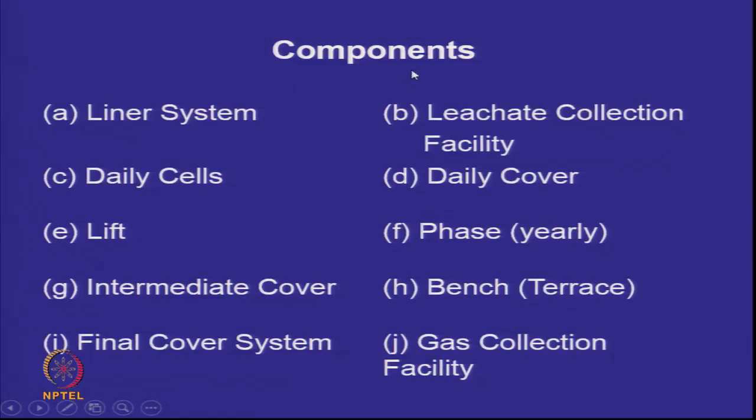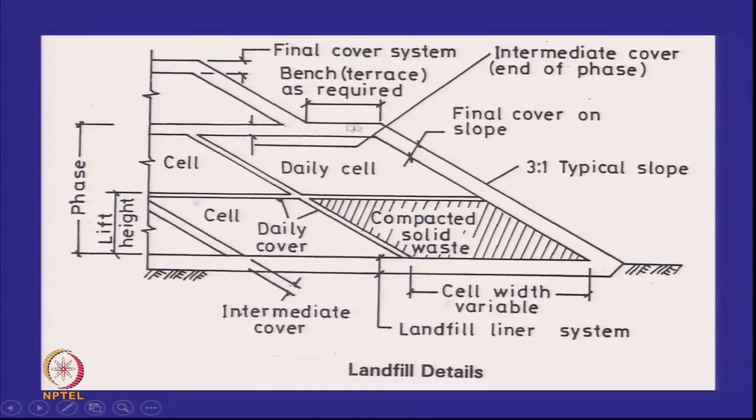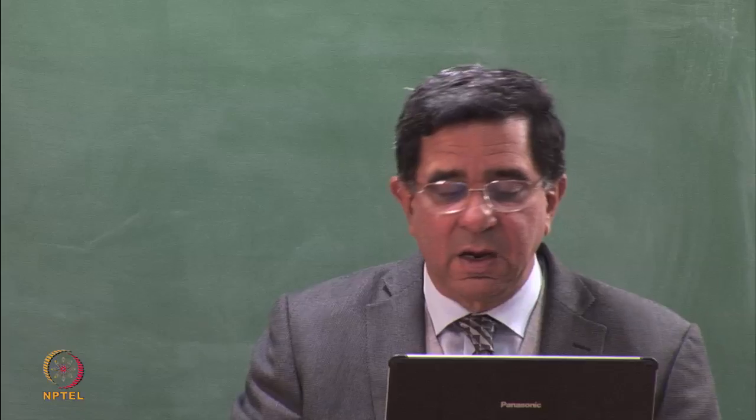So which are the components as geotechnical engineers that we are going to be dealing with? We are going to be dealing with the liner system, the leachate collection system, daily cells, daily covers, lifts, and yearly phases. The landfill must be closed every year. So your phase, which is done every year, must be closed with an intermediate cover or preferably with a final cover. The concept of intermediate cover, the concept of a bench. You may have a berm or a bench or a terrace, as they call it. Final cover, and then the gas collection system. So this is what we will be dealing with in our designs.